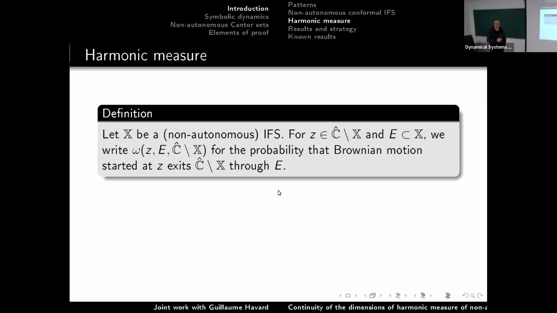When you say X is a non-autonomous IFS and write C hat minus X, what do you mean? X is its limit set. The Brownian motion lives here and hits X for the first time at E.